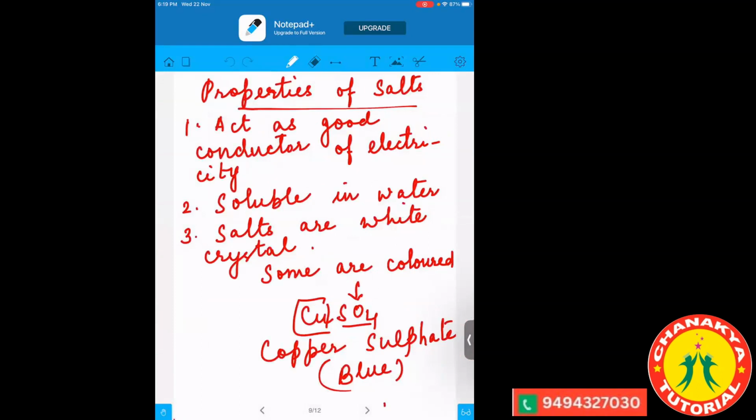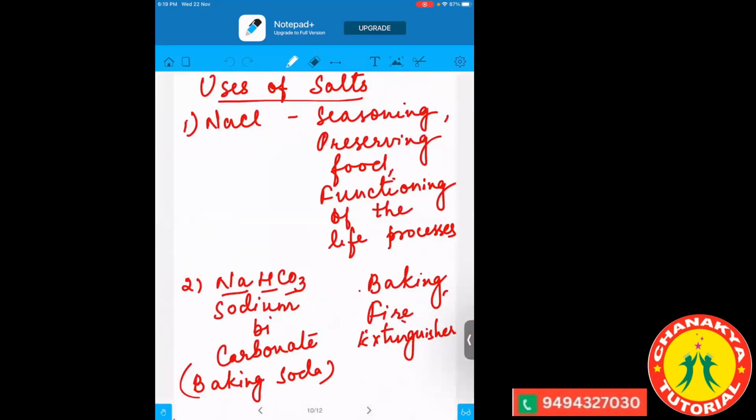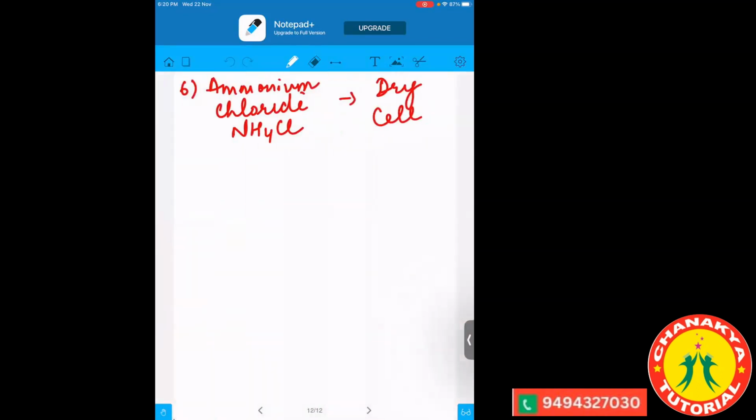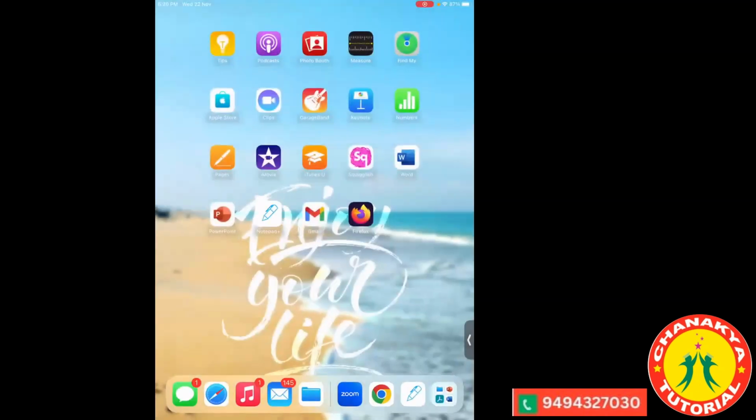Then properties of salt: they act as good conductors of electricity. They are soluble in water. Some are white crystals in color, some are blue, some are green. They are colored. Uses of salt: NaCl is used for preserving, for life processes, for seasoning. Sodium bicarbonate is used for baking. Sodium carbonate is used as detergent. Calcium sulfate is used in the cement industry. Calcium carbonate, which is limestone, is used for construction of buildings. And the last one, ammonium chloride, is used in the dry cell.